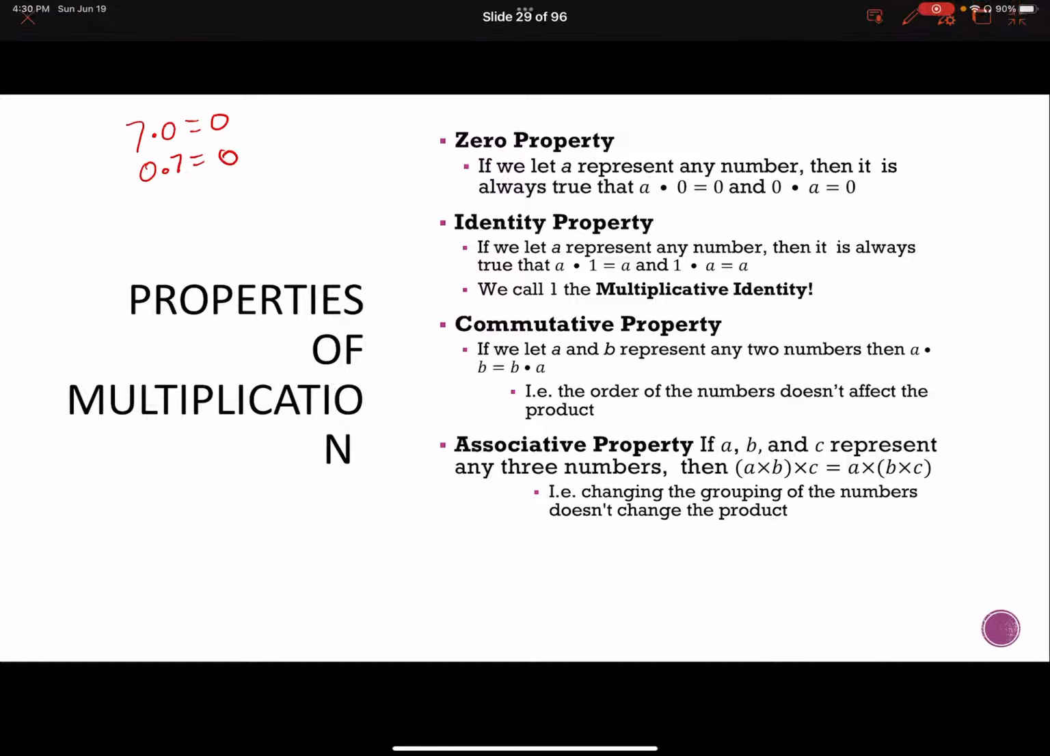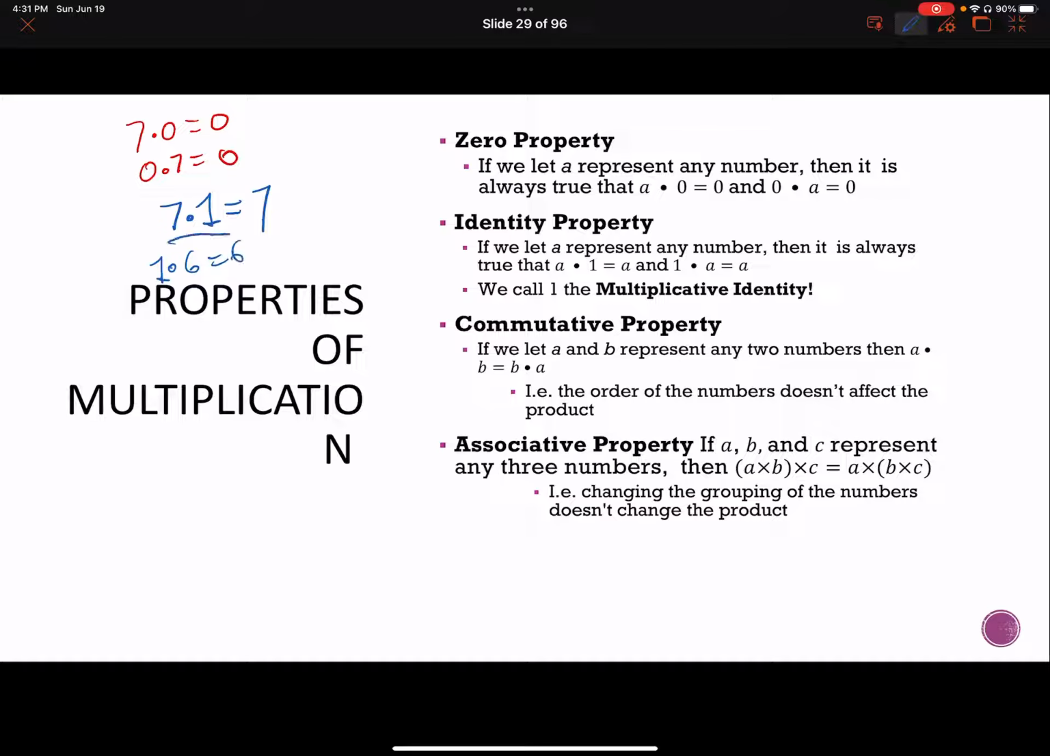Secondly, we have our identity property. If we let a represent any number, then it's always true that a times 1 is a and 1 times a is a. We call 1 the multiplicative identity, whereas 0 was the additive identity, meaning I could add 0 to any number and have it unchanged. The multiplicative identity means I can multiply by it and have my number unchanged. It maintains its number identity. So 1 times 6 would be 6 and 7 times 1 is 7. That's our identity property and our zero property.